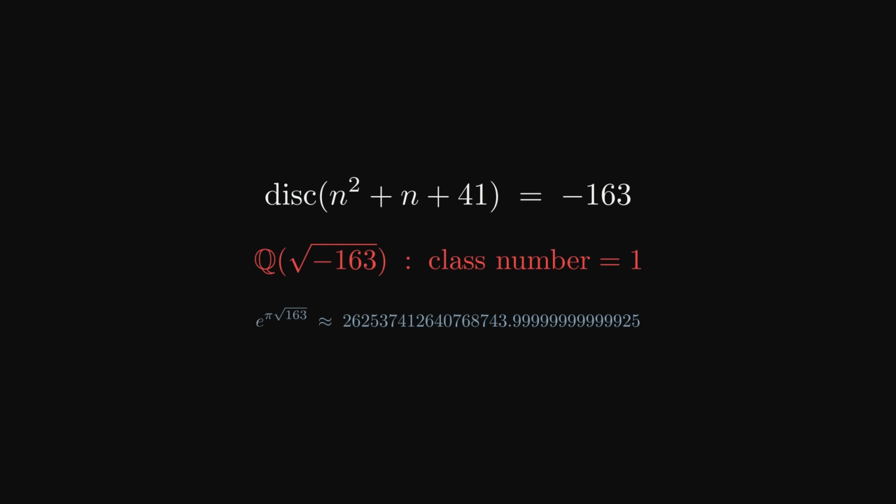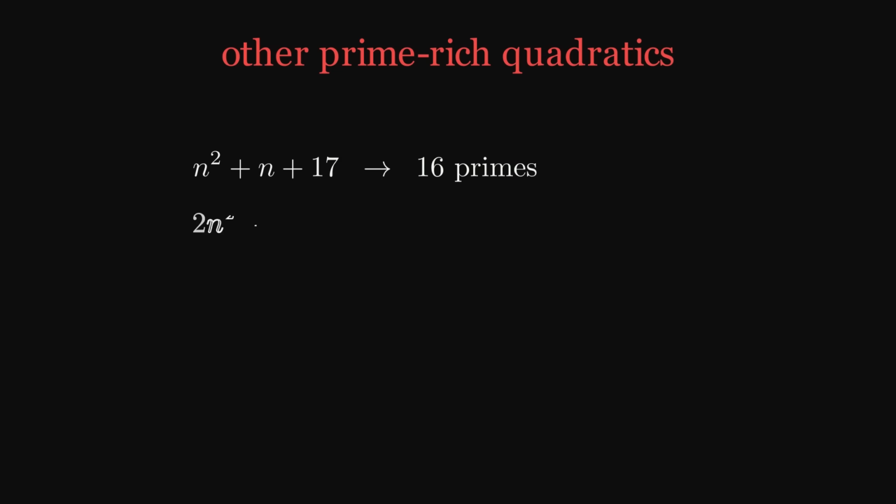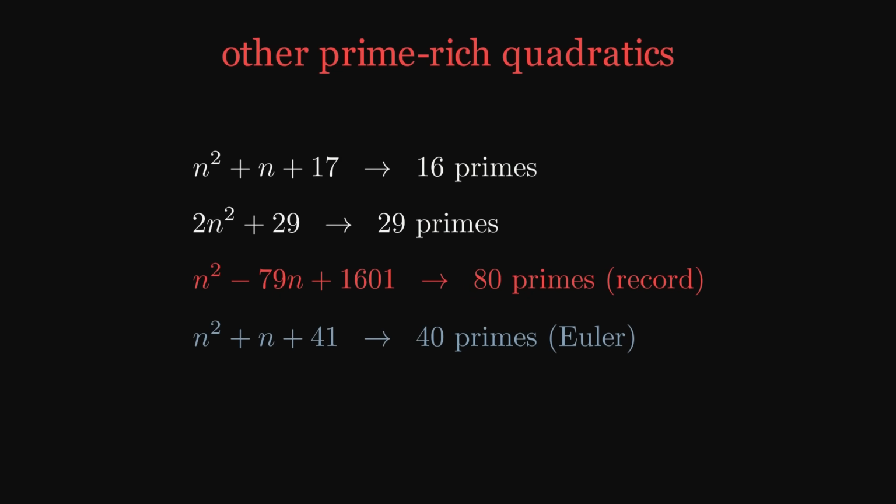The prime richness of n squared plus n plus 41, the near-integer value of e to the pi square root 163, and the existence of the imaginary quadratic field with discriminant minus 163. They are all the same fact, written 3 different ways. Ulam noticed that Euler's polynomial wasn't the only one. Many quadratic polynomials are prime rich.